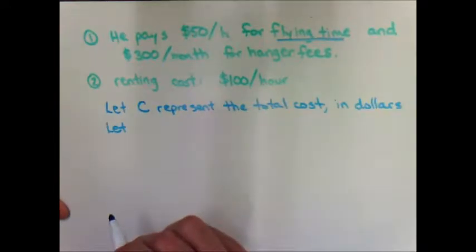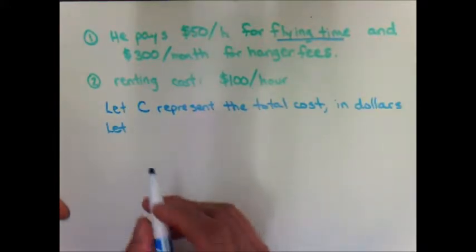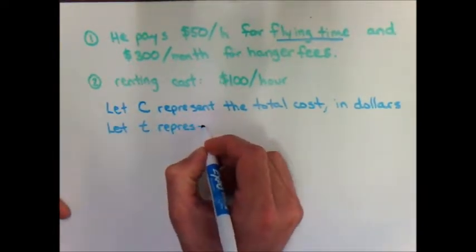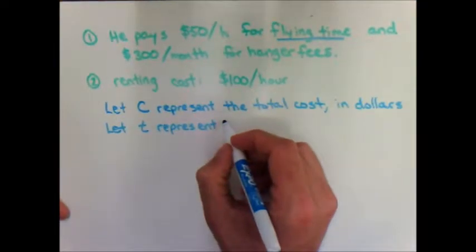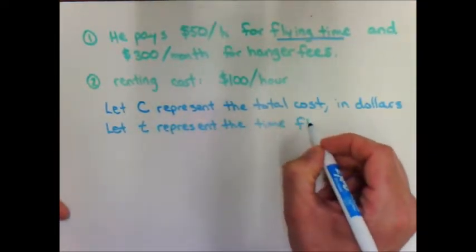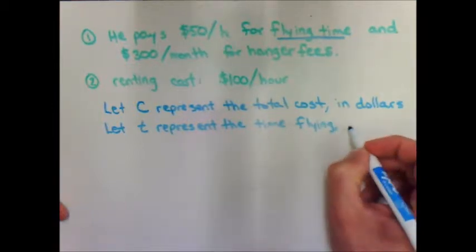Our other unknown is the number of flying hours, and we're going to measure that in time in hours. So let T represent the time flying in hours.